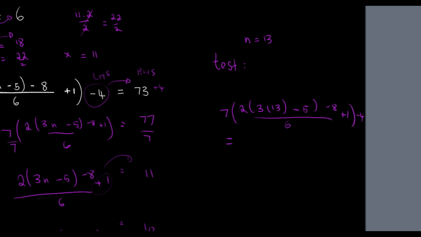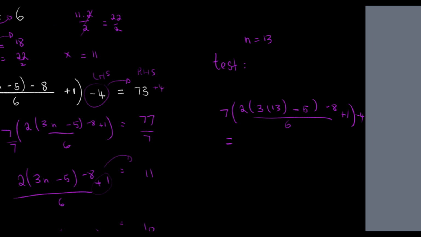Now I'm going to type this in on a calculator. So give me 1 second. 7 parentheses 2 fraction 2 multiply 39, excuse me, minus 5 parentheses closed minus 8 over 6 plus 1 big parentheses closed minus 4.